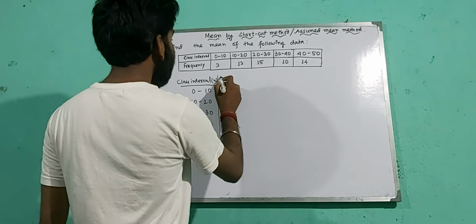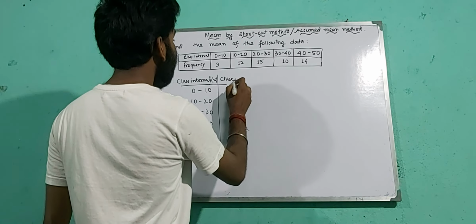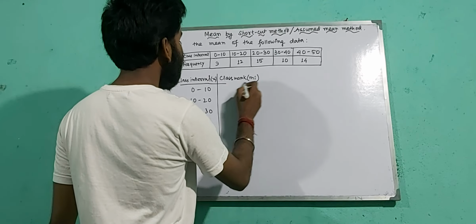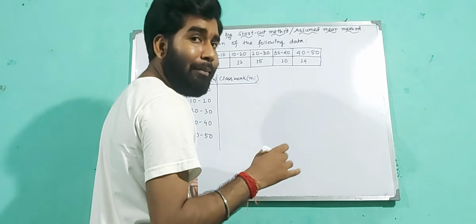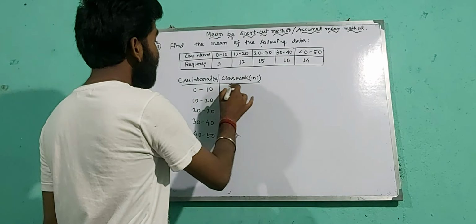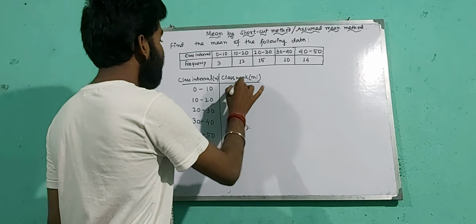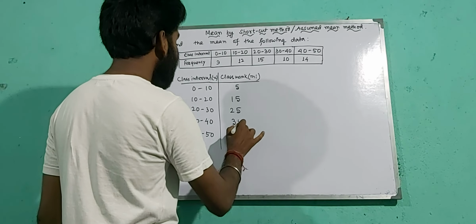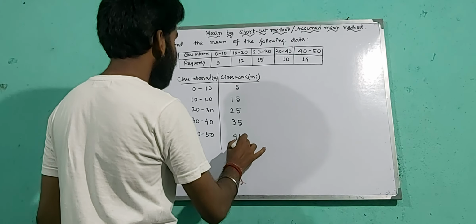Now just write down class mark, and name it mi. Any name you can give. You know what a class mark is, I am not going to say it again and again. For 0 and 10, what will be in the middle? It will be 5. If you can't understand, you can go to the previous video and watch it again. This will be 15, this will be 25, this will be 35, and this will be 45.